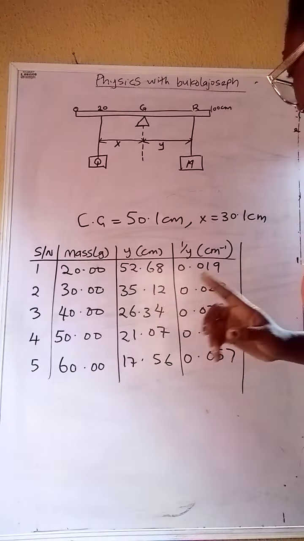Another thing you need to do is to check out the trend. You can see for y, it is decreasing. As the mass is increasing, the y is decreasing. So even if you miss the experiment along the line, you will sense it. You will see it in your trend.